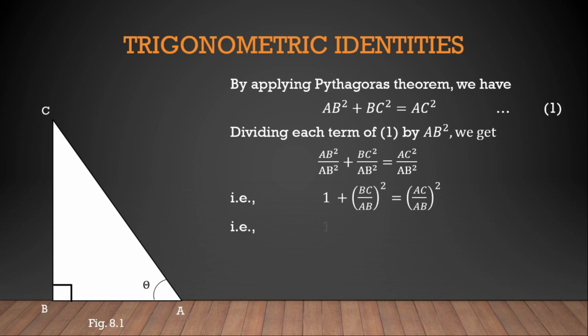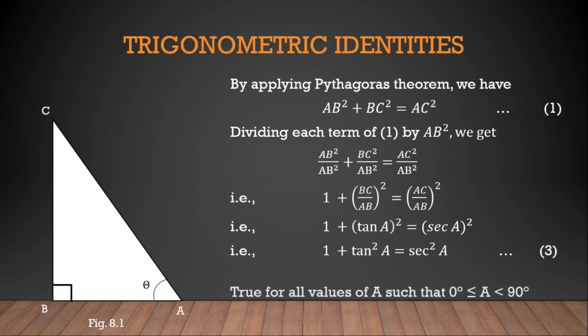Therefore, we have (1 + tan A)² is equal to sec² A. That is, 1 + tan² A is equal to sec² A. Let it be equation 3. Now note here that this equation is true when A is equal to 0 degree. But when A is equal to 90 degree, then we know that tan 90 and sec 90 are both not defined. Therefore, this equation is true for all values of A such that A is greater than or equal to 0 degree but less than 90 degree.